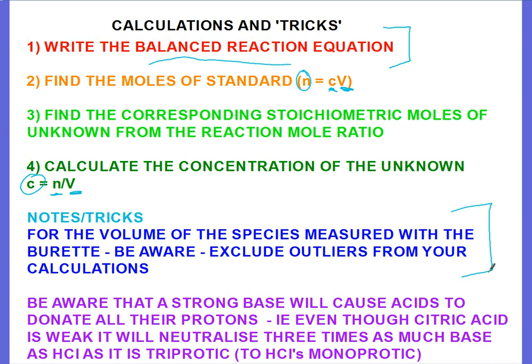The second trick is giving you some reactions that involve polyprotic acids. For example, citric acid, even though it's weak, it'll still neutralize 3 times as much sodium hydroxide as hydrochloric acid will, because strong bases cause acids, whether they're weak or strong, to give up all the protons they can donate. Therefore just be aware that citric acid, being triprotic, can neutralize 3 times as much sodium hydroxide as hydrochloric acid can, because hydrochloric acid is monoprotic.